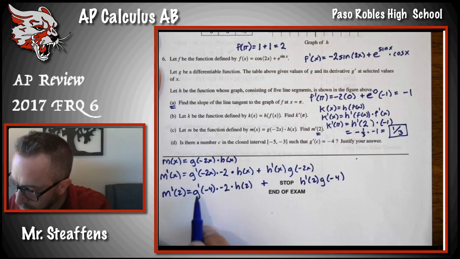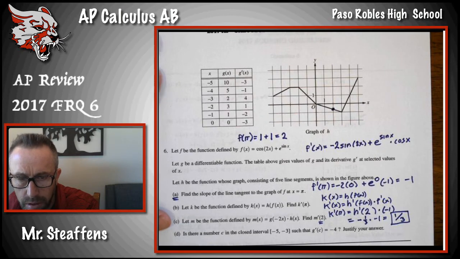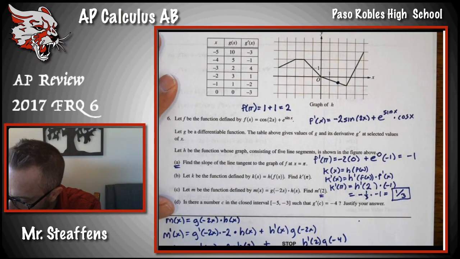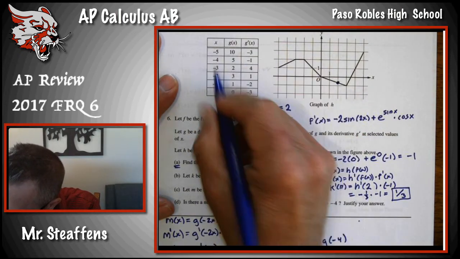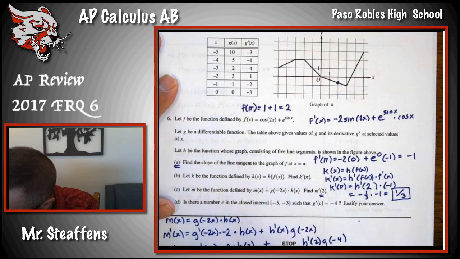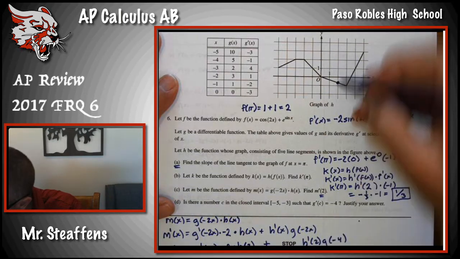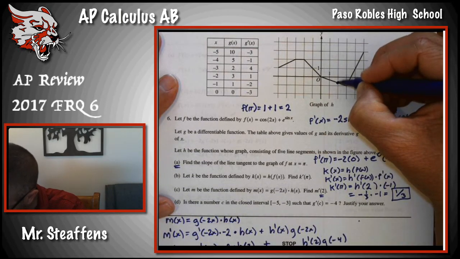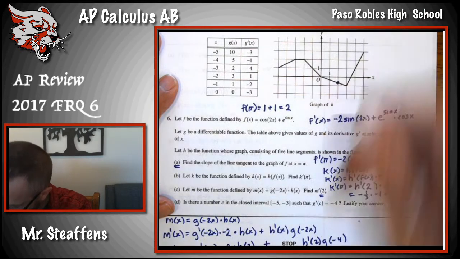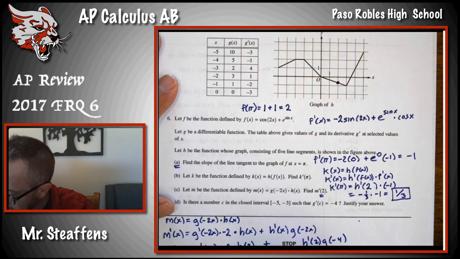So I need G prime of negative 4. That should be in my table of values. There it is. So G prime of negative 4 is negative 1. So I'm going to write that one here. I need H of 2. So H of 2 is going to be, gross, is that negative 2/3? Negative 2/3. I need H prime at 2.